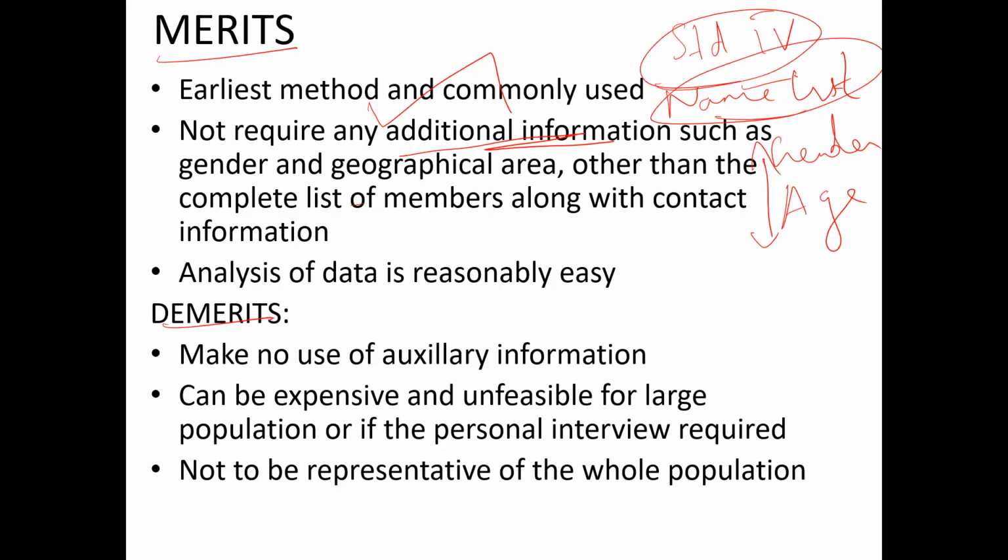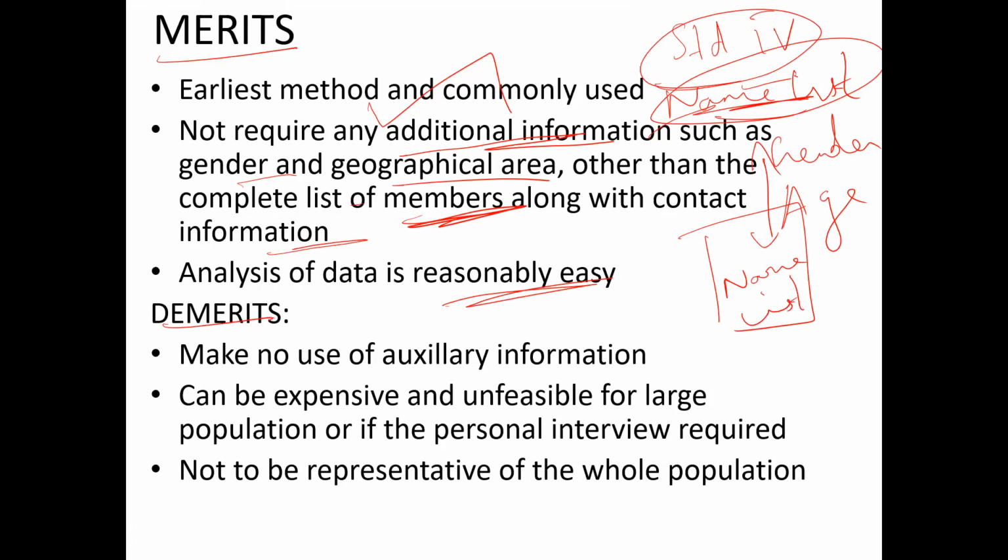So there is no additional information needed, such as gender, geographical area, or where they came from, whether India or whatever state or district. Nothing I need about them other than the complete list of members. As I told, I need the name list, right? So a complete list, along with the contact information. Analysis of data is reasonably easy. Yeah, analyzing a name list is definitely the easiest form.